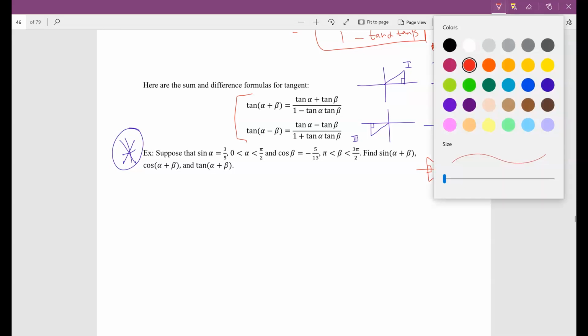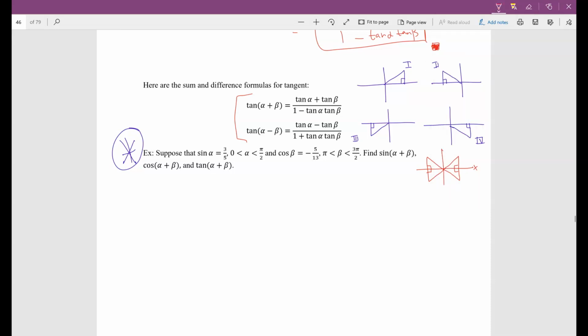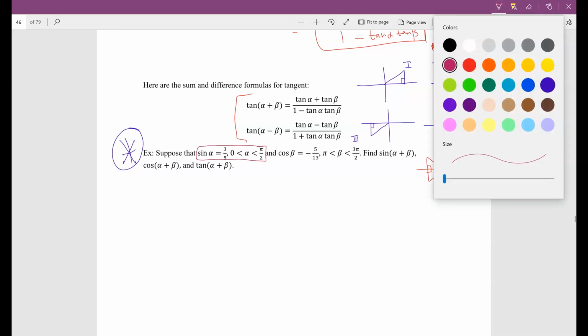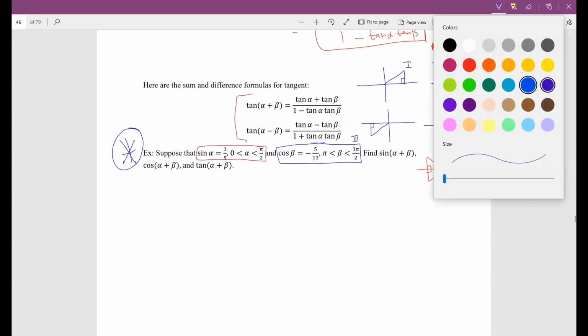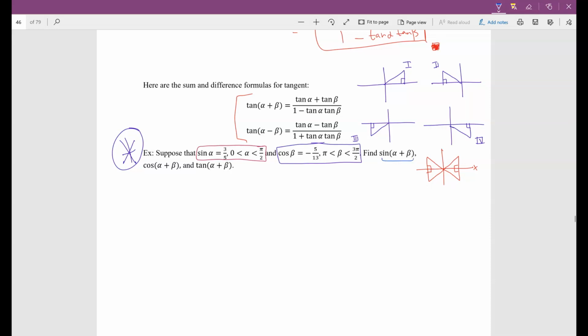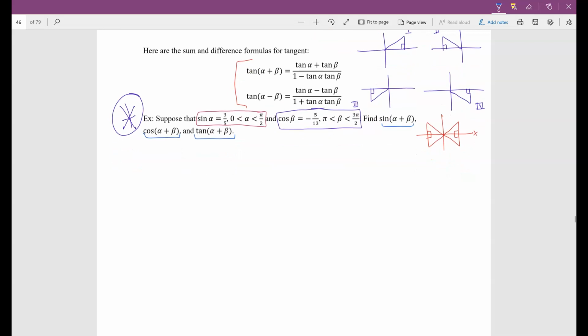So the first thing that we want to be able to do, let's go ahead and read it. So suppose that sine of alpha is equal to 3/5. Here, alpha is between 0 to pi over 2. Okay, so let me box that guy. Then I'm also given that the cosine of beta equals -5/13. And then beta is between pi and 3 pi over 2. Okay, and what we need to figure out is all of these identities: sine of alpha plus beta, cosine of alpha plus beta, tangent of alpha plus beta. Okay, so one of the things that I like to do is draw two different triangles because I have two different angles. We want to first start off with alpha.